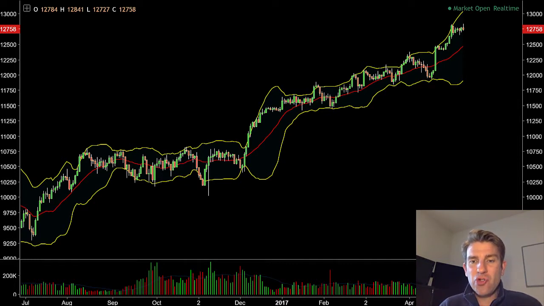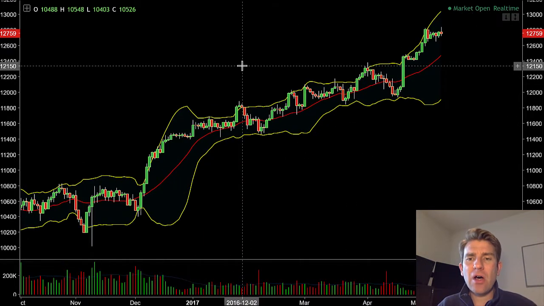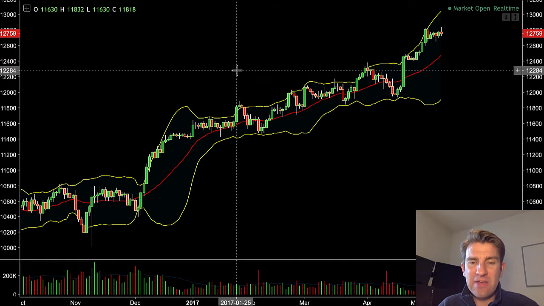Okay, Bollinger Bands. John Bollinger, thank you for these. These are a nice little tool to use. Now, what are Bollinger Bands? Okay, Bollinger Bands are based on a standard deviation.